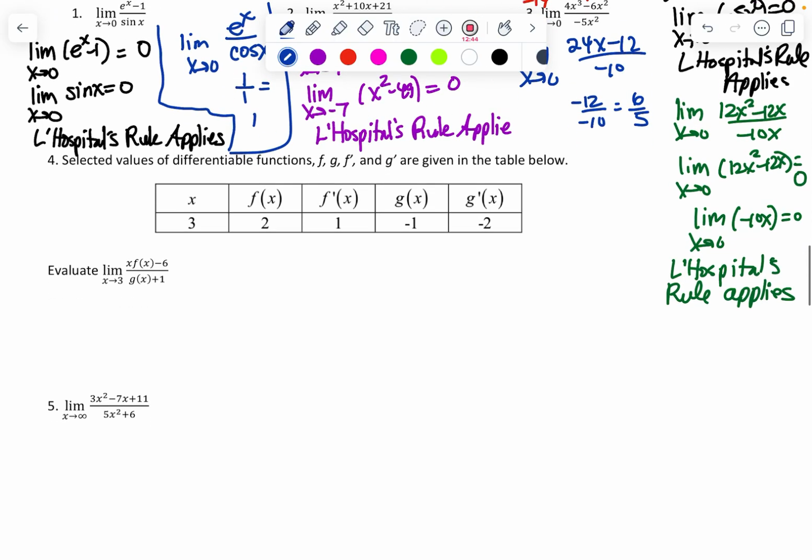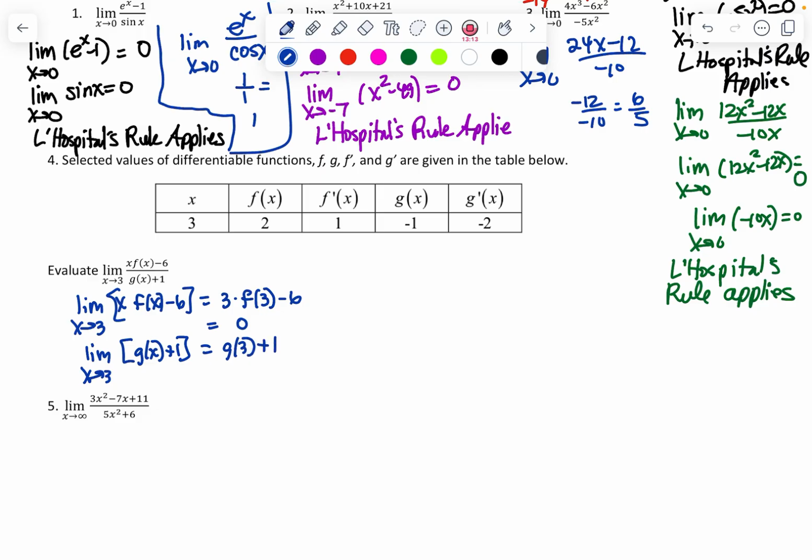All right, then number 4. It says, what if you are given values in a table? Okay, so let's go ahead and do the numerator. So that's going to be 3 times f of 3 minus 6. Well, f of 3 is 2, so that's 0. And the denominator is g of 3 plus 1. That's 0. So L'Hopital's rule applies.